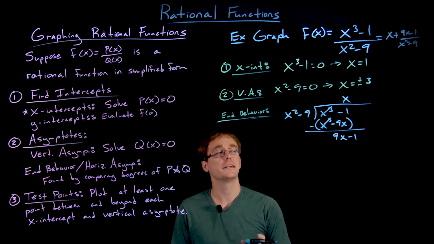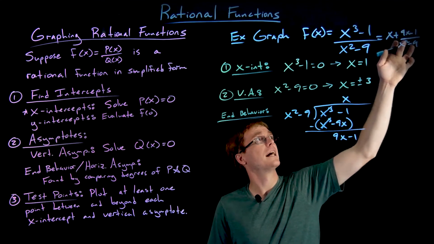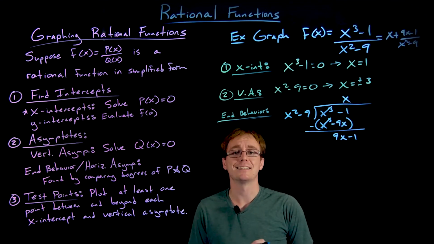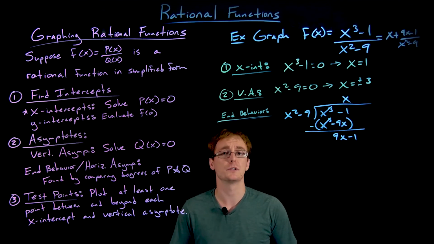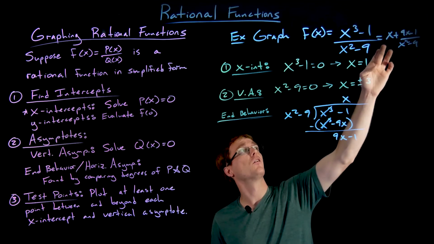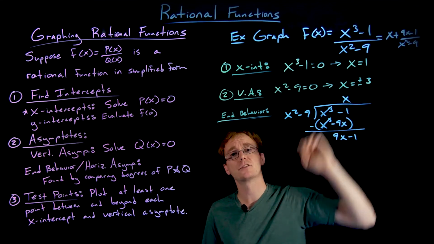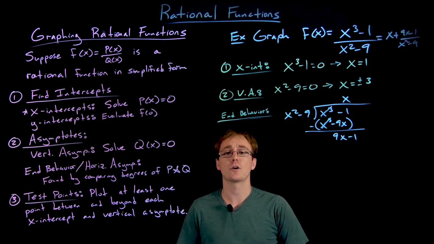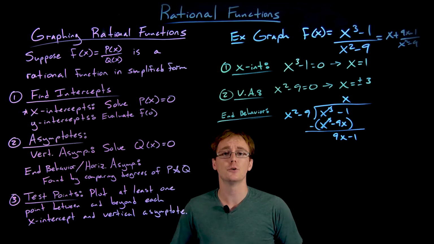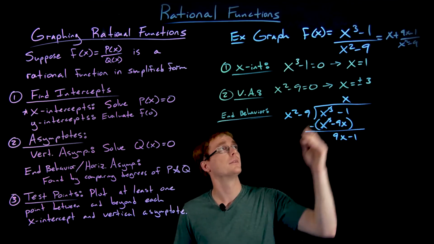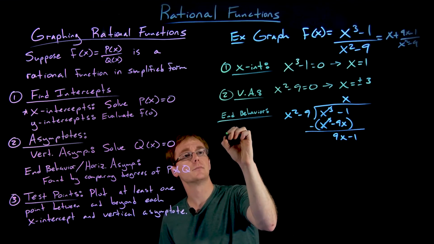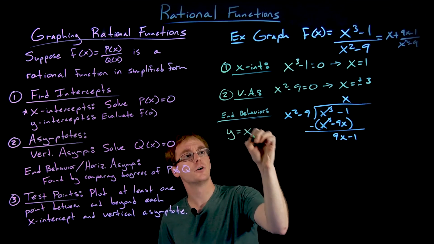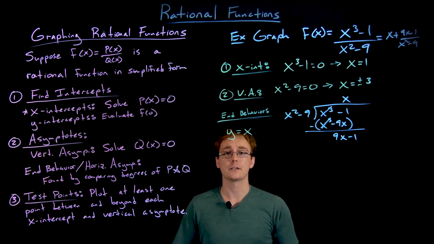And the important part here is that that quantity 9x minus 1 over x squared minus 9 is going to vanish when x gets really, really large and positive or really, really large and negative. And all that will be left over is that first term of x. And so that first piece of x is what our function is going to basically turn into for large values of x. But that's just like y equals x. So our end behavior is going to be the slant or oblique asymptote described by y equals x.